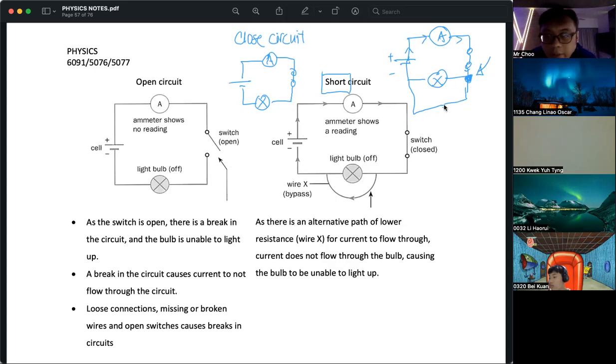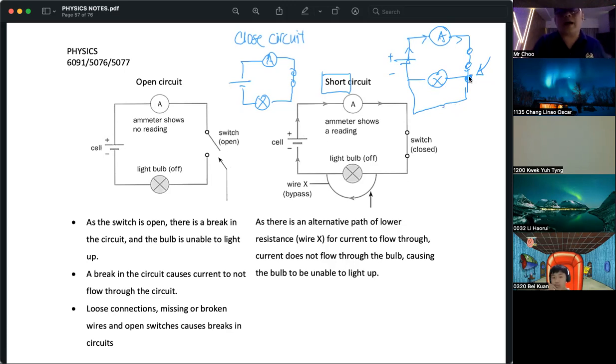Okay, Yiting correct, Xiaoxing correct, Oscar correct. How about the other 4 of you? Ryan, Howray. Okay, Howray, Ryan, well done. Last 2 of you.